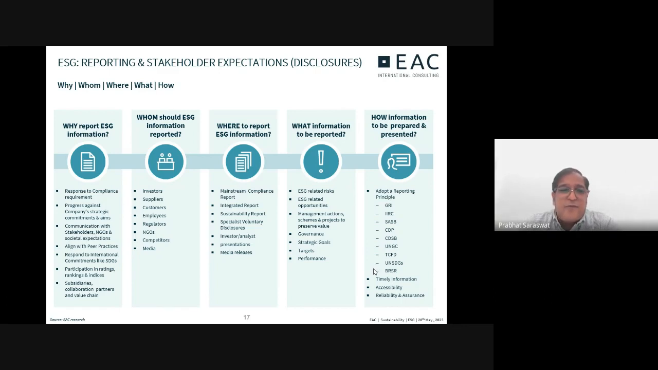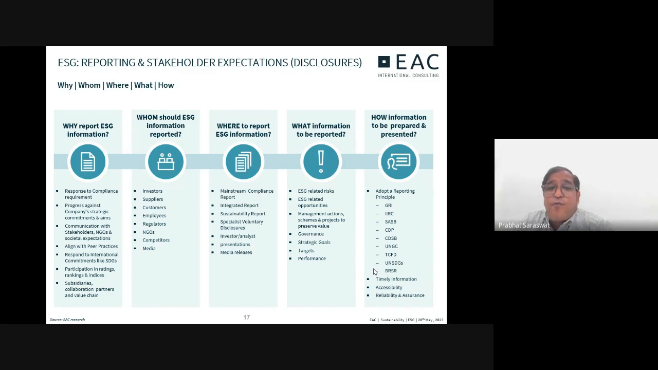So I think it may be for investors, suppliers, targeting customers, employees, regulators, NGOs, competitors and media. So where should we report this ESG information? Basically, we can incorporate these disclosures in the mainstream compliance reports, or you can say the annual reports, and we can prepare an integrated report and sustainability report. All these disclosures need to be disclosed there, and especially voluntary disclosures, investor and analyst presentations and media releases.